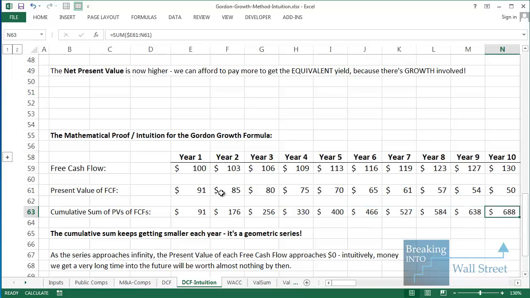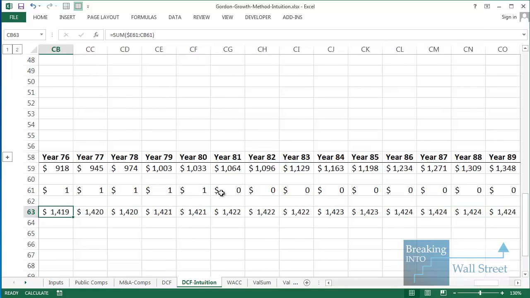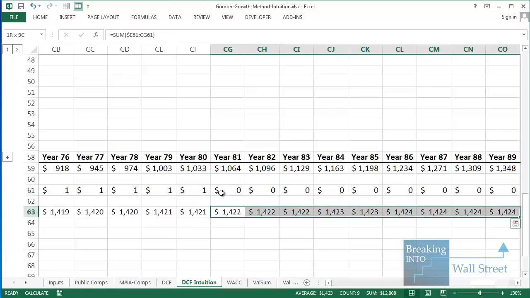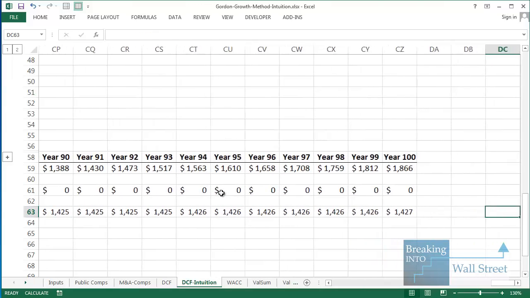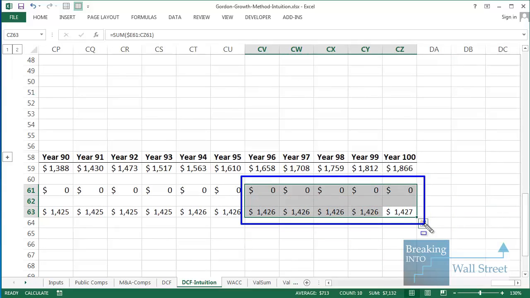And if you keep scrolling over, take a look at this. By the time we get all the way out to year 80 or so, year 81, the present value of free cash flow is almost zero, and the cumulative sum is barely even changing. So what's going on here is that this cumulative sum is converging on a specific number, and the present value is getting closer and closer to zero. So we have an infinite series where the present value, the term in the series, is getting closer and closer to zero as time approaches infinity, and the sum of the series converges on a specific number, so it's a geometric series converging on a specific sum over time.